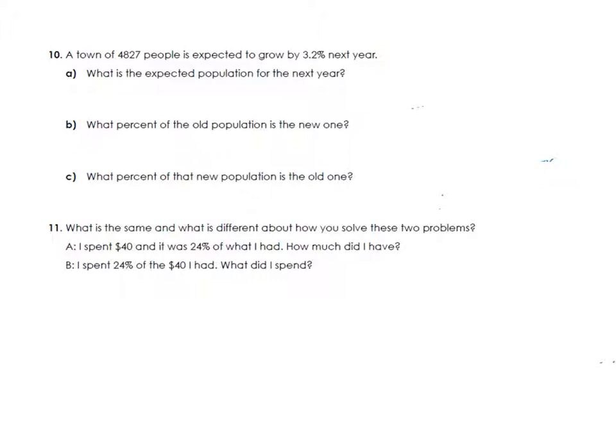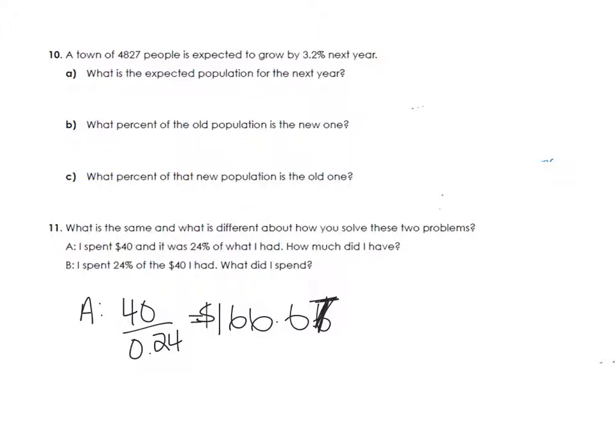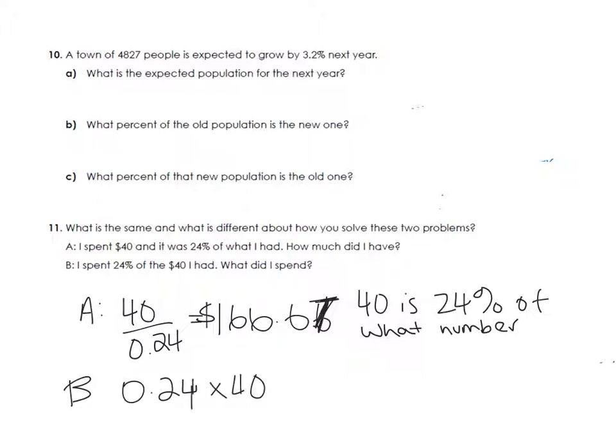For A, $40 is 24% of what they had. So the question is, what is 40 24% of? And to do that, we do 40. This is A. 40 divided by 0.24. And I get 166.66, or 67 if I round properly. Okay? That is the question. 40 is 24% of what number? And then the opposite, B, 24% of 40. What is 24% of 40? I'm going to have to multiply. And I get $9.60. Okay, hopefully that distinction has become clear to you.